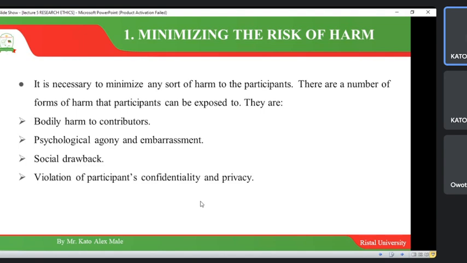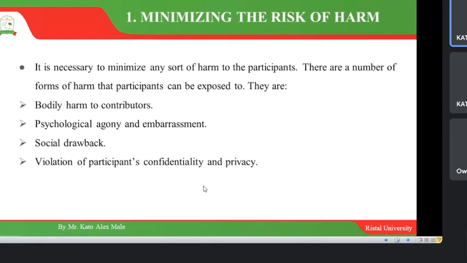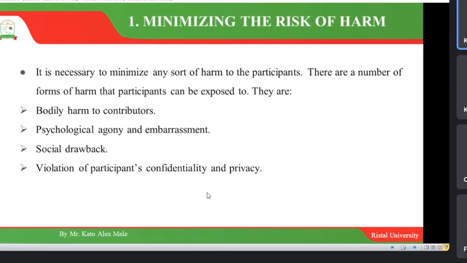So there are a number of forms of harm that the participants can be exposed to. One, bodily harm to contributors, those who are ready to give you their blood samples. Are you going to harm them? Okay, you're going to inject them somewhere and get blood. Do you have any mitigation procedure?